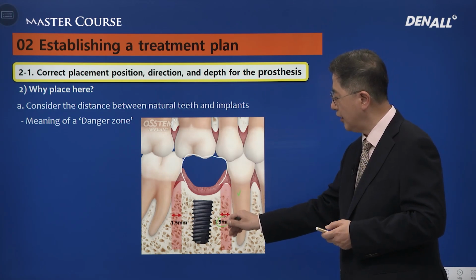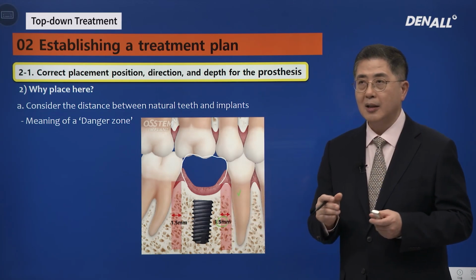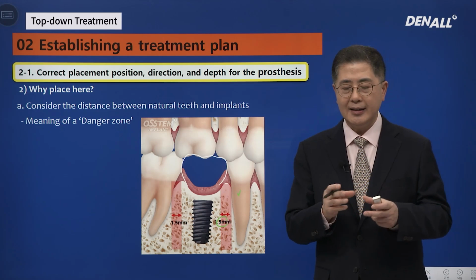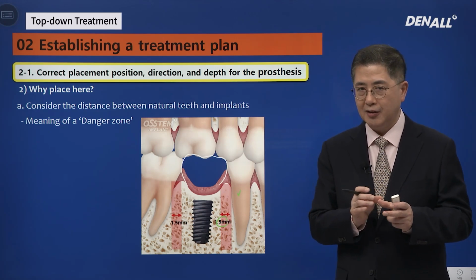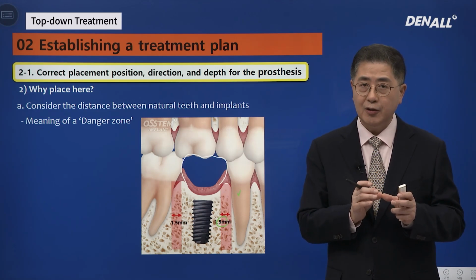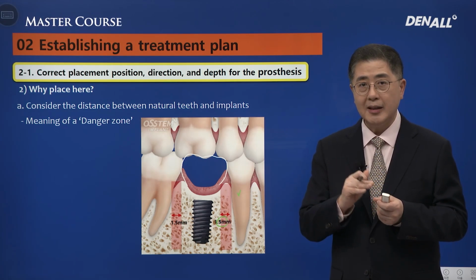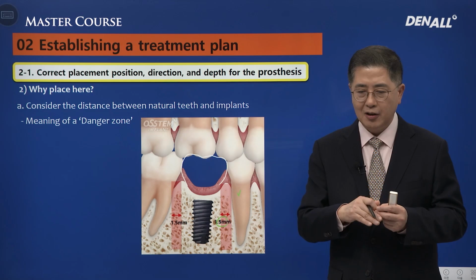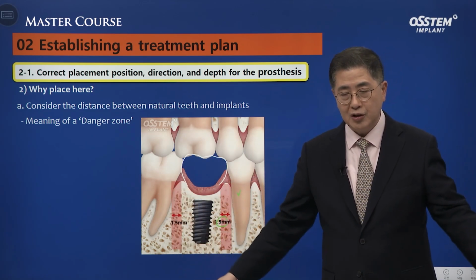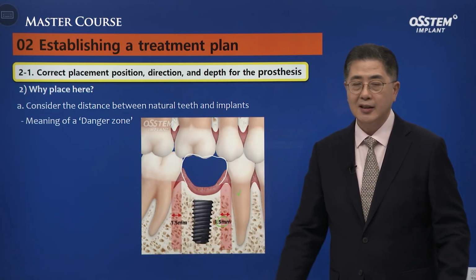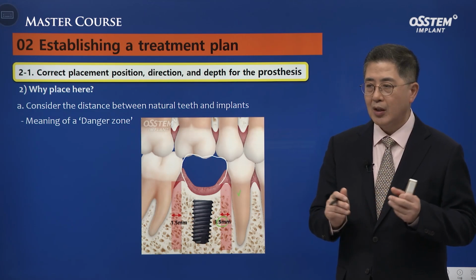There's a rule where the implant needs to be 1.5 millimeters away from natural teeth. When implant is placed, it can be closer to natural teeth. The reason why the figure 1.5 millimeters was determined is that when you place external implant, vertically there's about 1.5 millimeter of indentation.